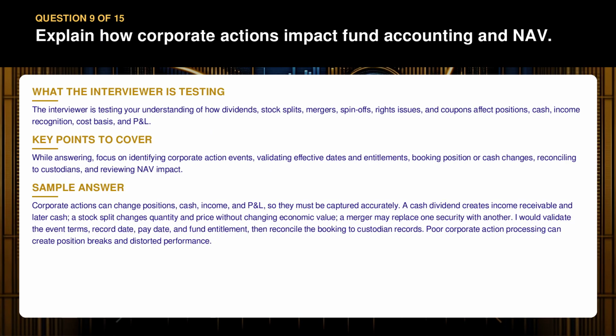Corporate actions can change positions, cash, income, and P&L, so they must be captured accurately. A cash dividend creates income receivable and later cash. A stock split changes quantity and price without changing economic value. A merger may replace one security with another. I would validate the event terms, record date, pay date, and fund entitlement, then reconcile the booking to custodian records. Poor corporate action processing can create position breaks and distorted performance.